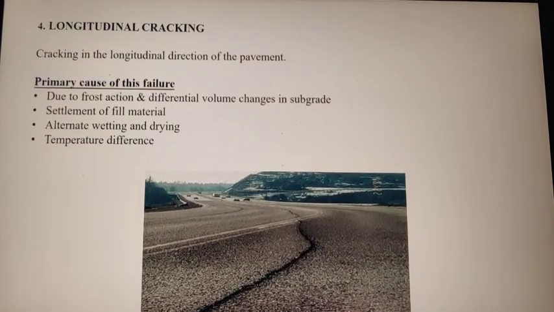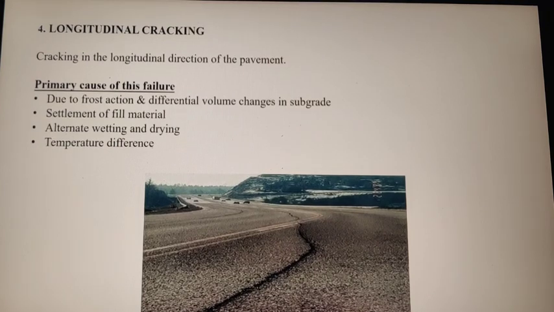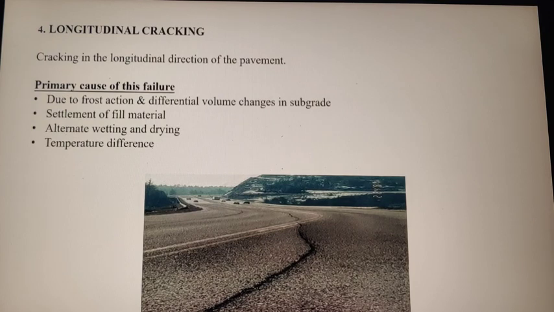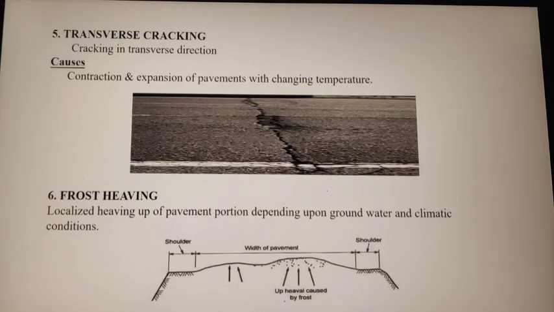Next is the longitudinal cracking. This is the crack along the longitudinal direction, and the primary causes of this type of failure are frost action, differential volume change in the subgrade, settlement of the fill material, alternate wetting and drying, and temperature difference. Next is the transverse crack, that is a crack along the transverse direction, which is due to the contraction and expansion of the pavement with changing temperature.